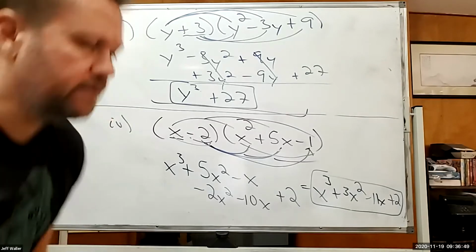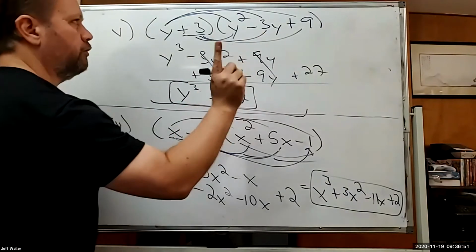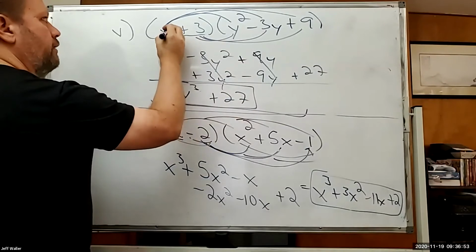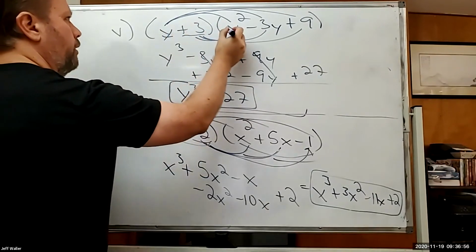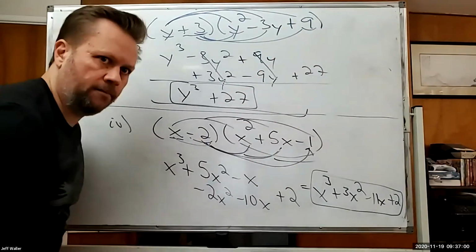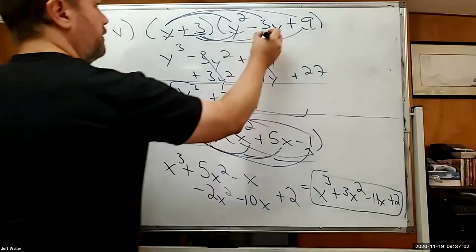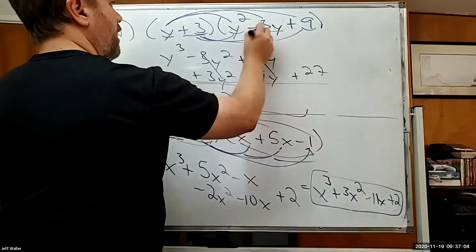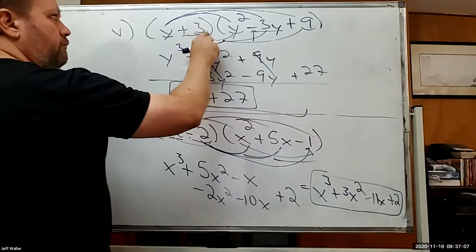Do you guys notice, real quick, that what is here, I put the square of it here? What is here, I put the square of it here. Do you guys see that? Do you also notice that this middle term is the opposite sign, 3 times y?